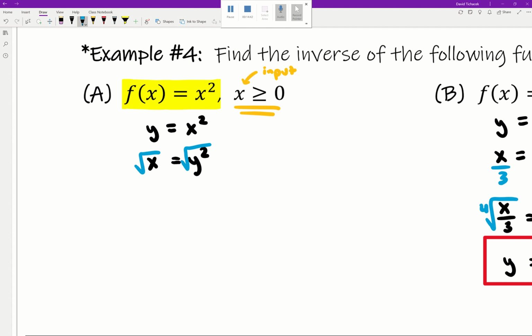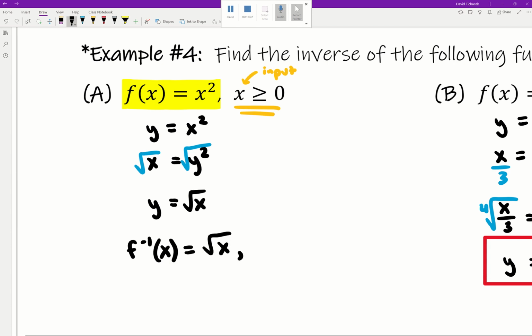But here's the deal. If you apply a plus or minus square root, that means you're applying a negative square root, and we want our inputs to always be positive here. That gives you the green light to take a positive square root of both sides. So this gives you y is equal to the square root of x, which means the inverse of f of x is simply the square root of x.